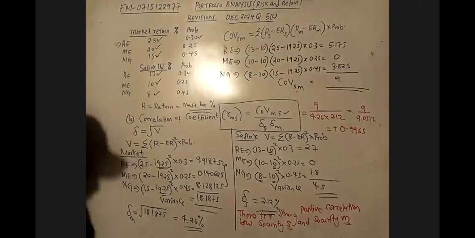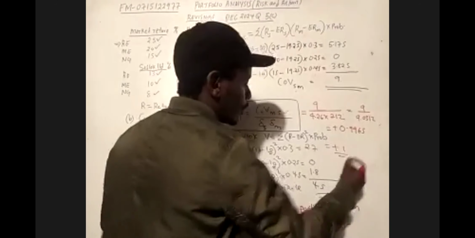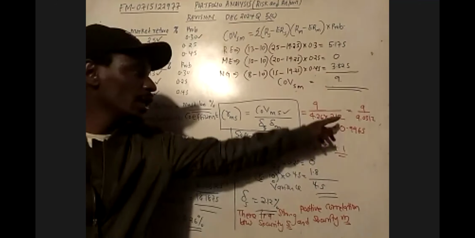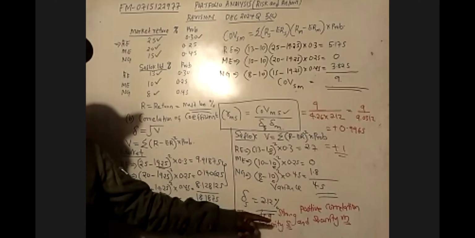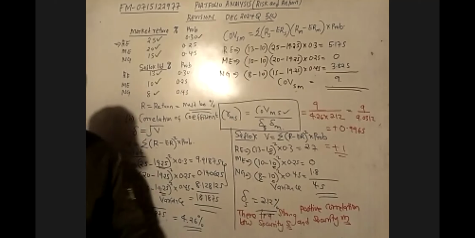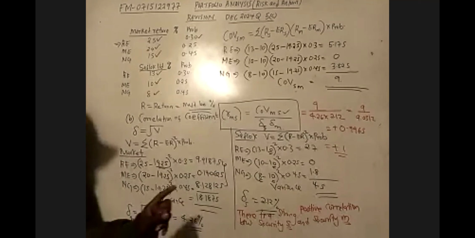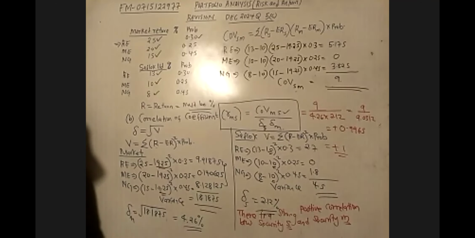But if you got 1, let us assume you got positive 1, what would you say? If you got positive 1, you would say there is a strong, perfect, positive correlation. So if you got 9 over 9, which is 1, you would say there is a strong, perfect, positive correlation between security S and M. So that's how you could have explained it.